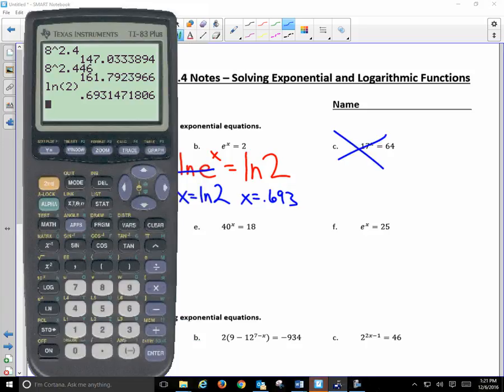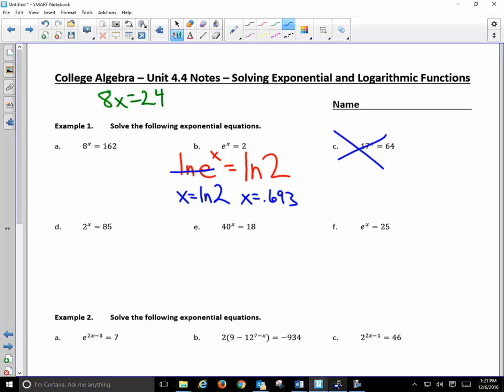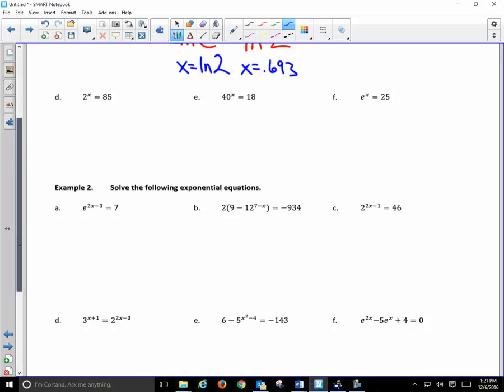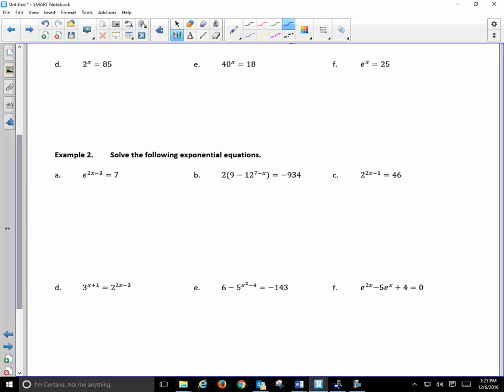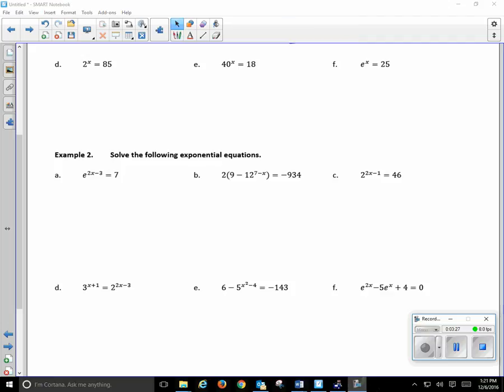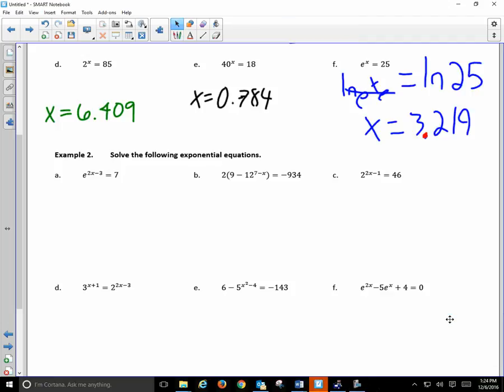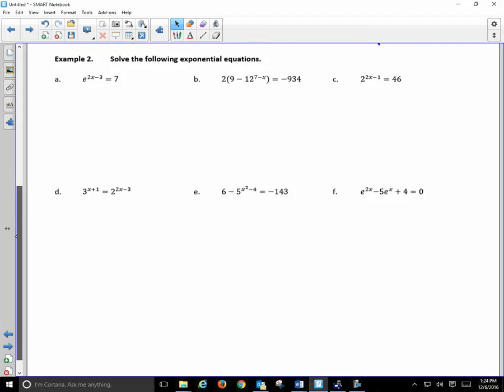You don't need to do letter C, but please do D, E, and F on your own. When you get them done, please put the answers up on the board so we can verify you're correct, and then we'll move on to the next set. All right, so here we go. What do you got? Matches up? Way to go. You guys are awesome.